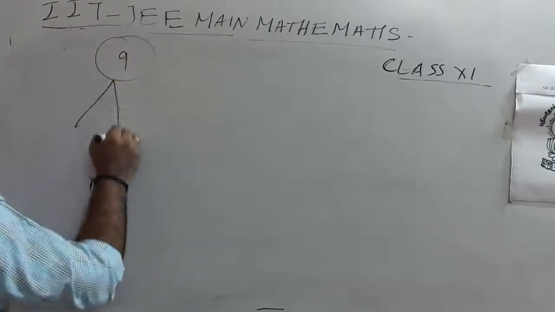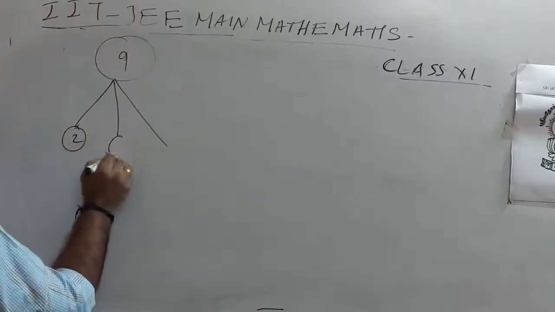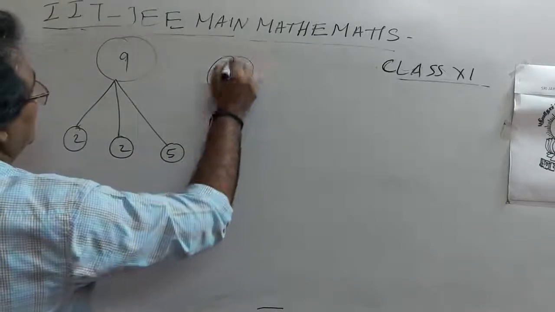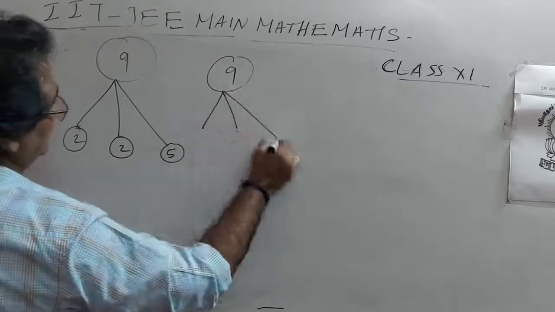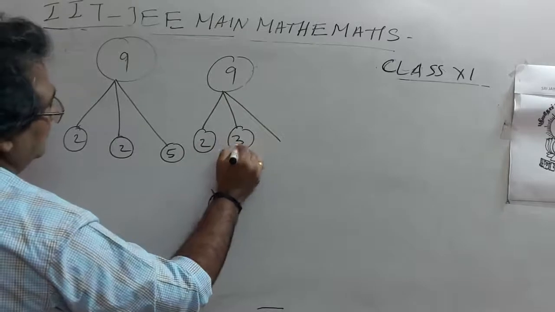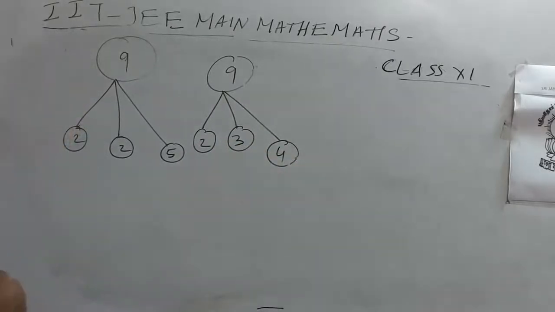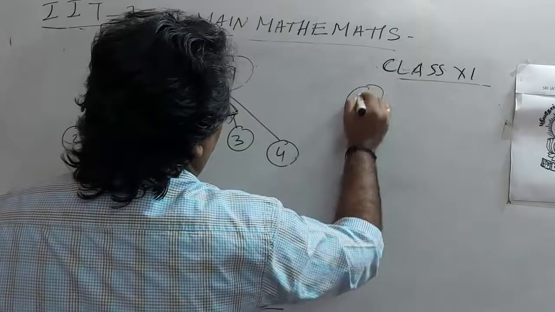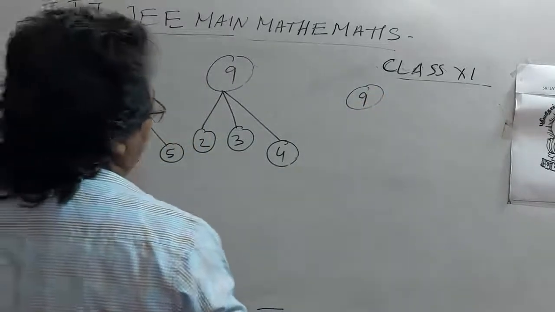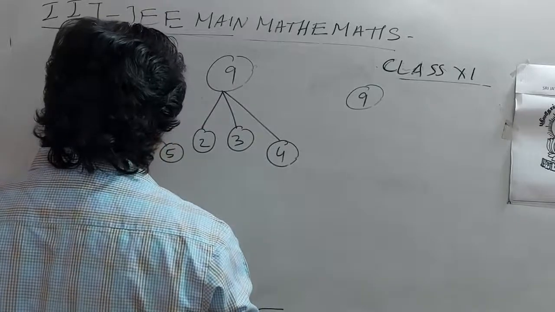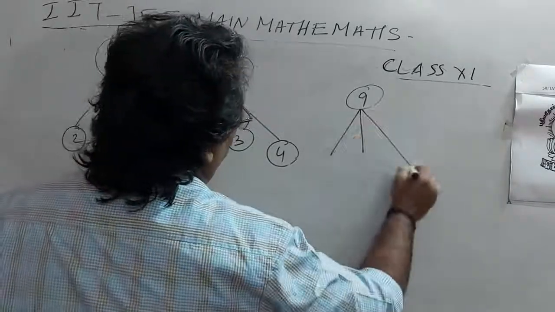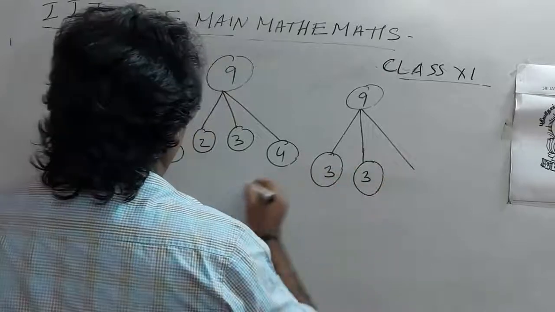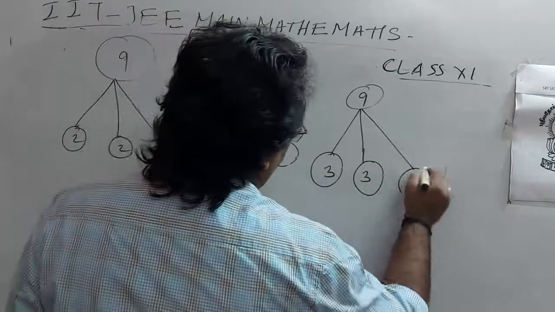Nine: 2, 2, 5. Another possibility: 2, 3, 4. Another possibility: 3, 3, 3.